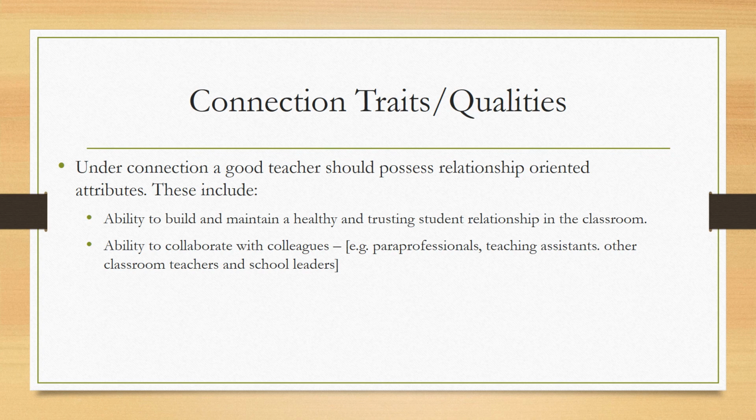The last category is called connection, and the traits under this category are meant to ensure that a teacher has the ability to build and maintain a healthy and trusting student relationship in the classroom. Besides creating this relationship, you should have an ability to collaborate with colleagues, be they professors, teaching assistants, or any other people involved in the school.